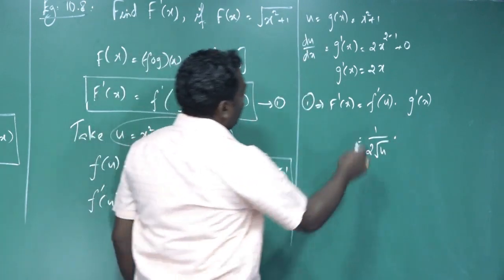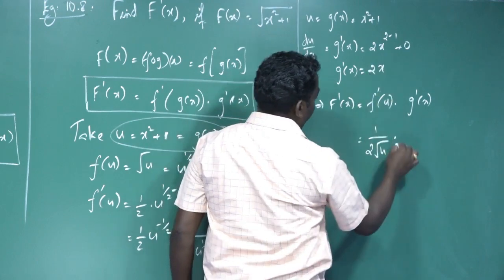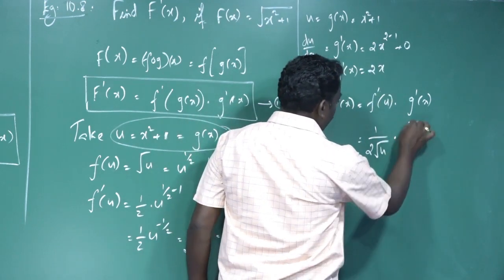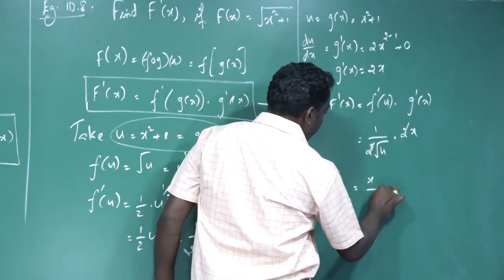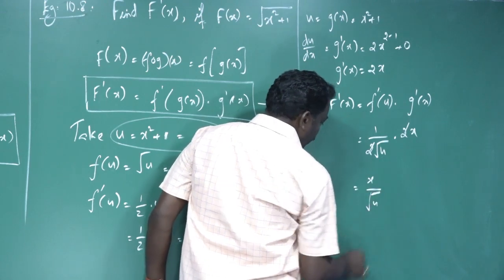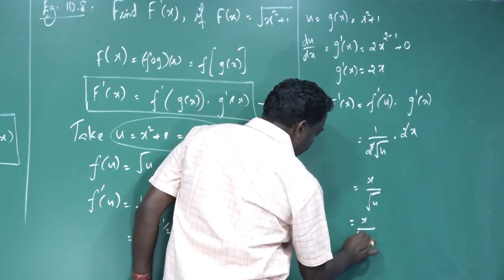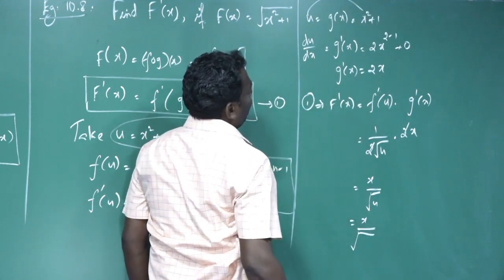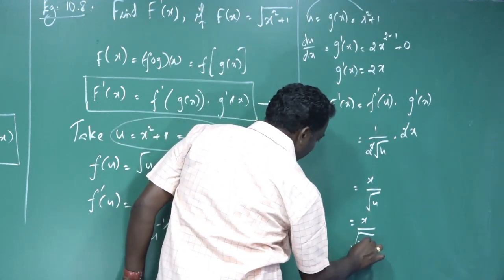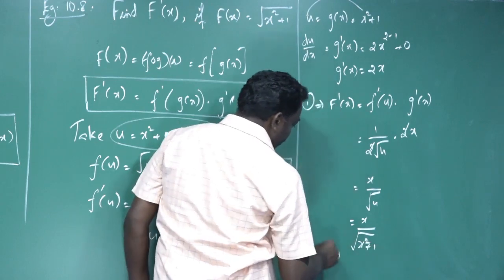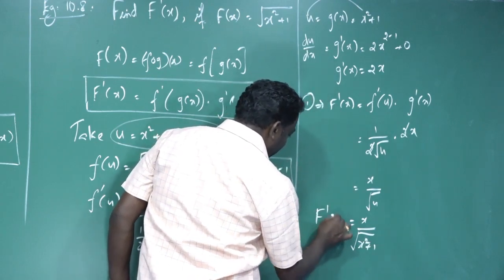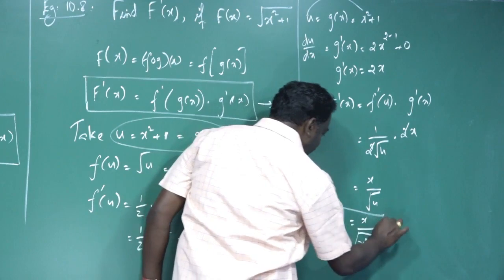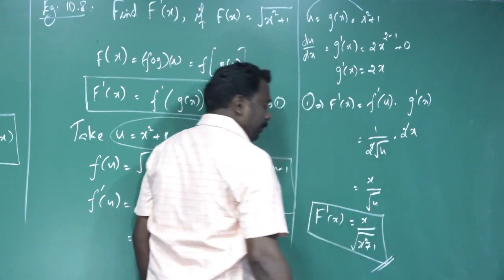And g dash function, just we derived that value equal to 2x. 2 into x, the 2 is cancelled. That is equal to x by the square root of u. What is the value of u? U is equal to x square plus 1. Therefore x by square root of x square plus 1, and that is called capital F dash of x. By applying the chain rule, we get this answer.